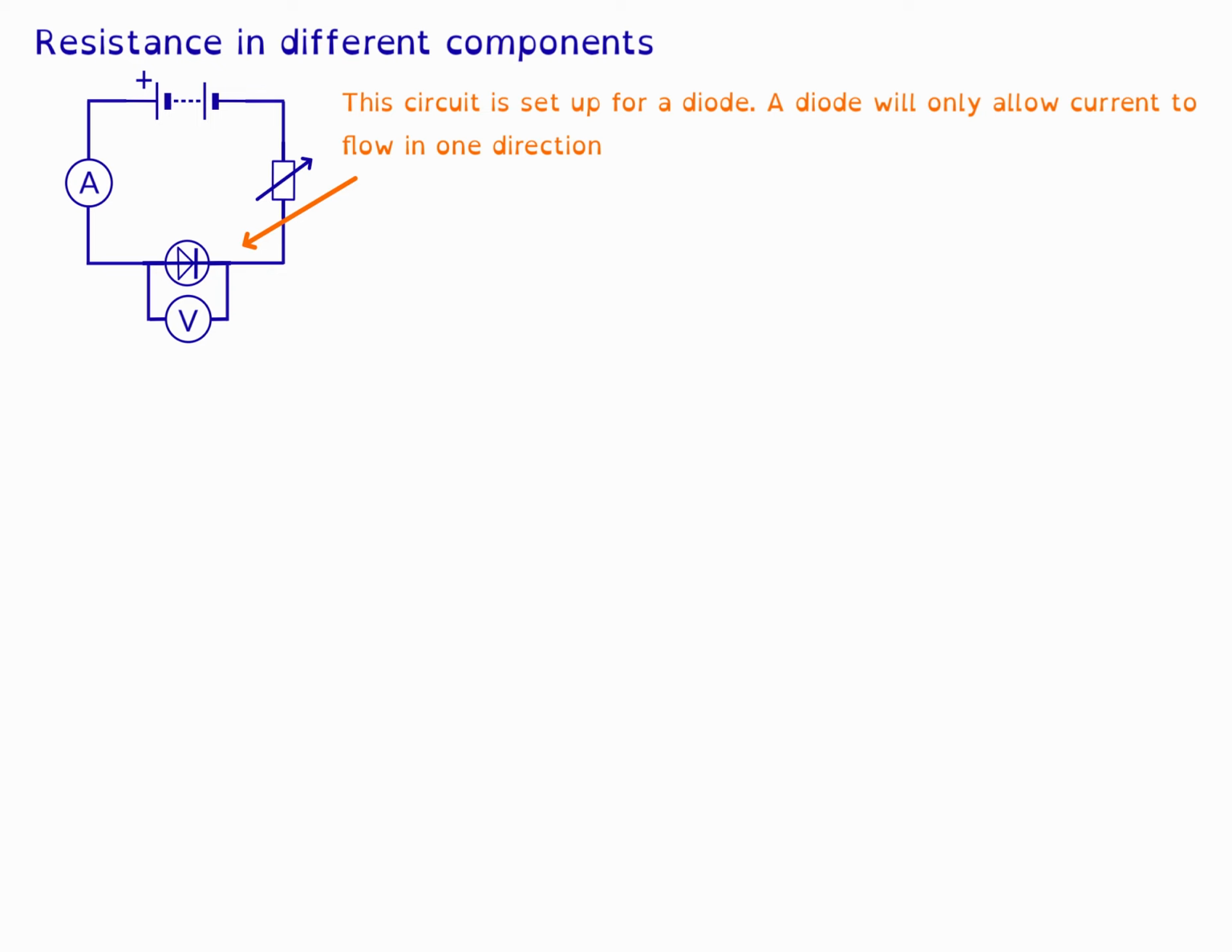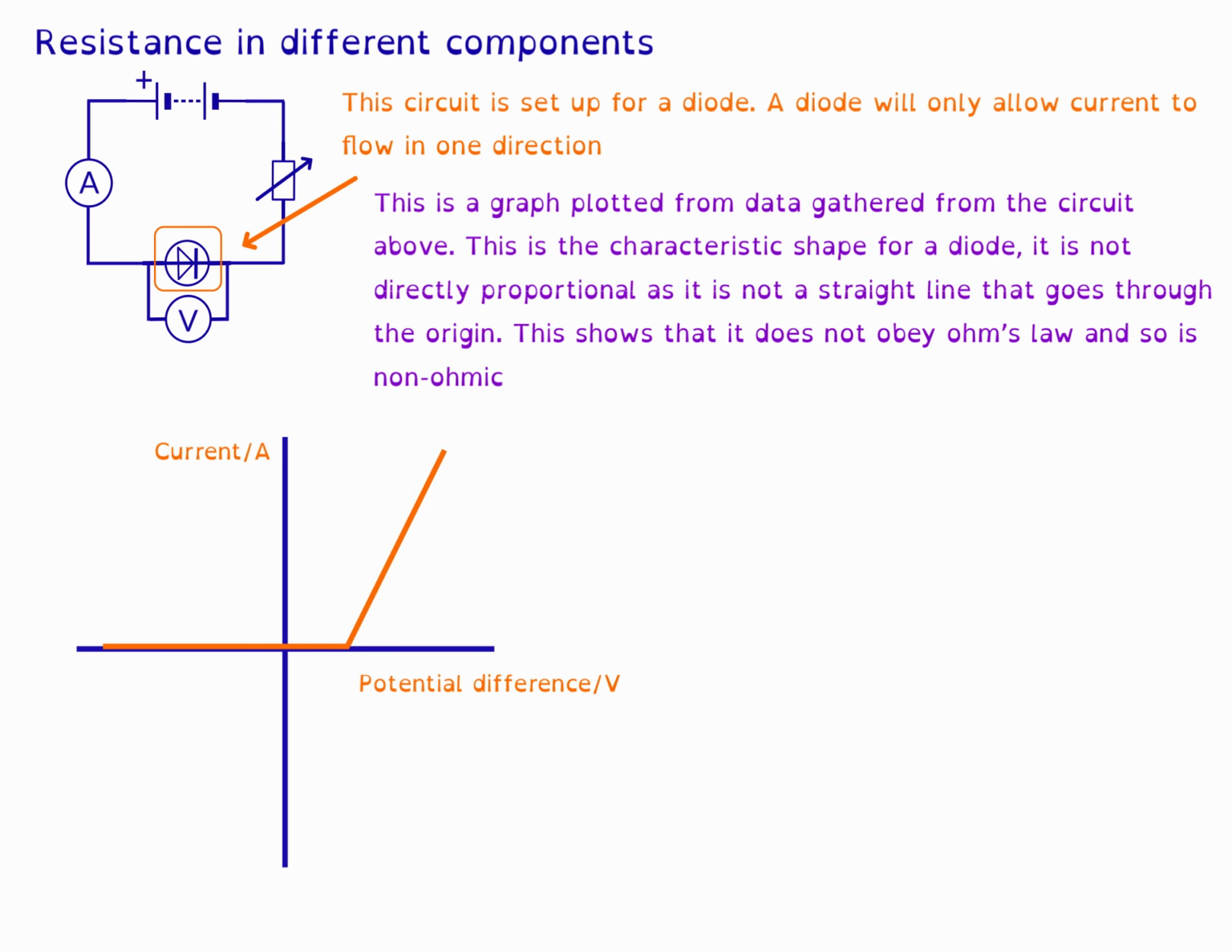This circuit is set up for a diode. A diode will only allow current to flow in one direction. This is a graph plotted from data gathered from the circuit above. It is the characteristic shape for a diode. It is not directly proportional as it is not a straight line that goes through the origin. This shows that it does not obey Ohm's law and so is non-ohmic.